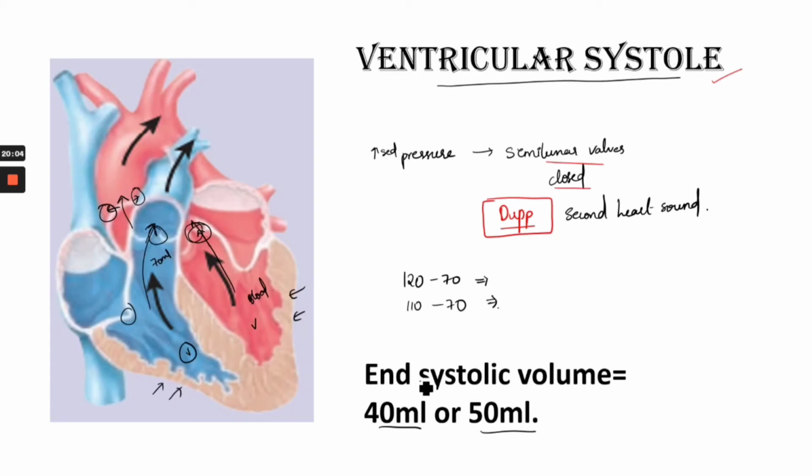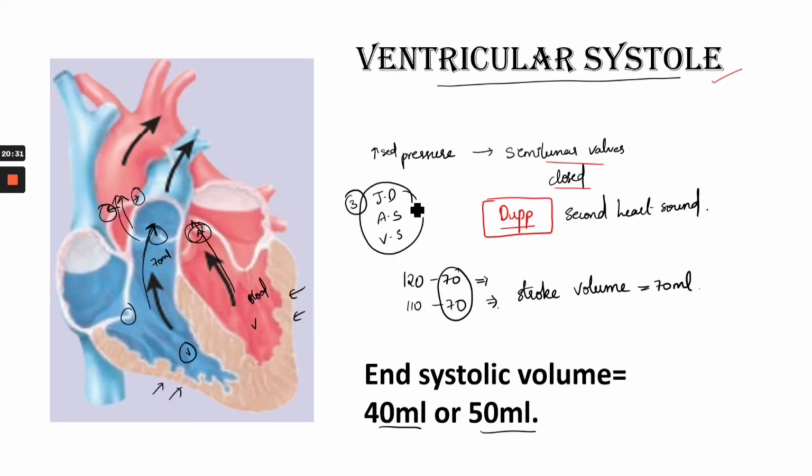Now, the 70 ml which is pumped into the aorta and the pulmonary trunk is known as stroke volume. Okay, stroke volume is 70 ml. Right, see, the three stages are already done: joint diastole, atrial systole and ventricular systole. A complete cycle is done. So for one complete cycle, how much blood is pumped? 70 ml. That means for 0.8 seconds, 70 ml of blood is pumped from the heart. Okay.